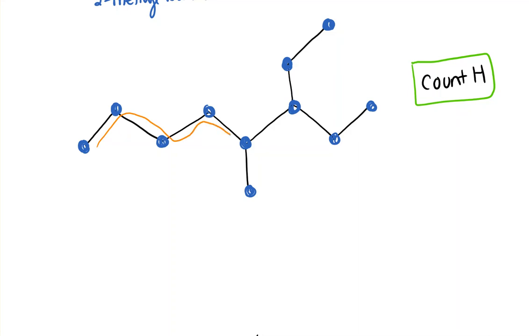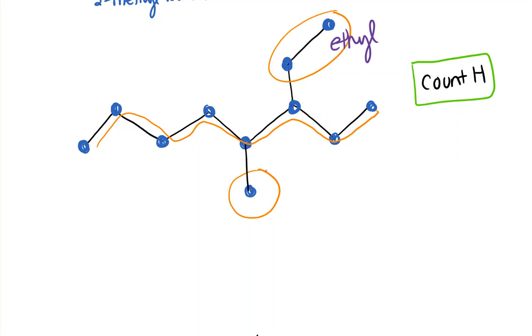I'm just going to choose this way, which makes this a branch and this a branch. This branch up here has 2 carbons, so it's an ethyl branch. This branch down here has 1, so it's a methyl branch. My longest chain, I need to number it, and I'm going to number from the end closer to a branch, so I'll number from this end.